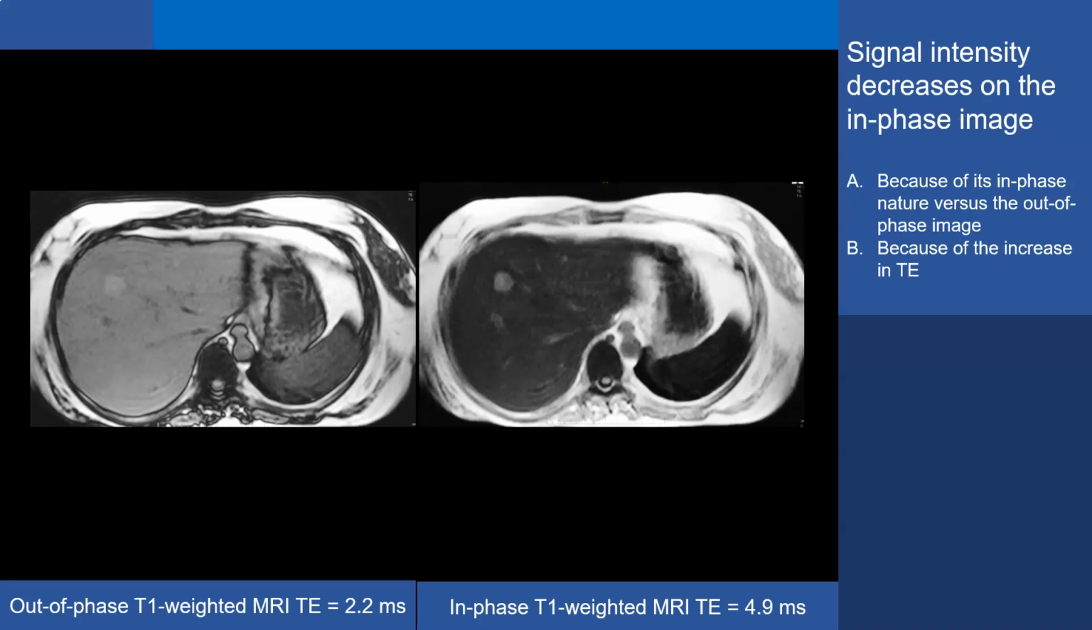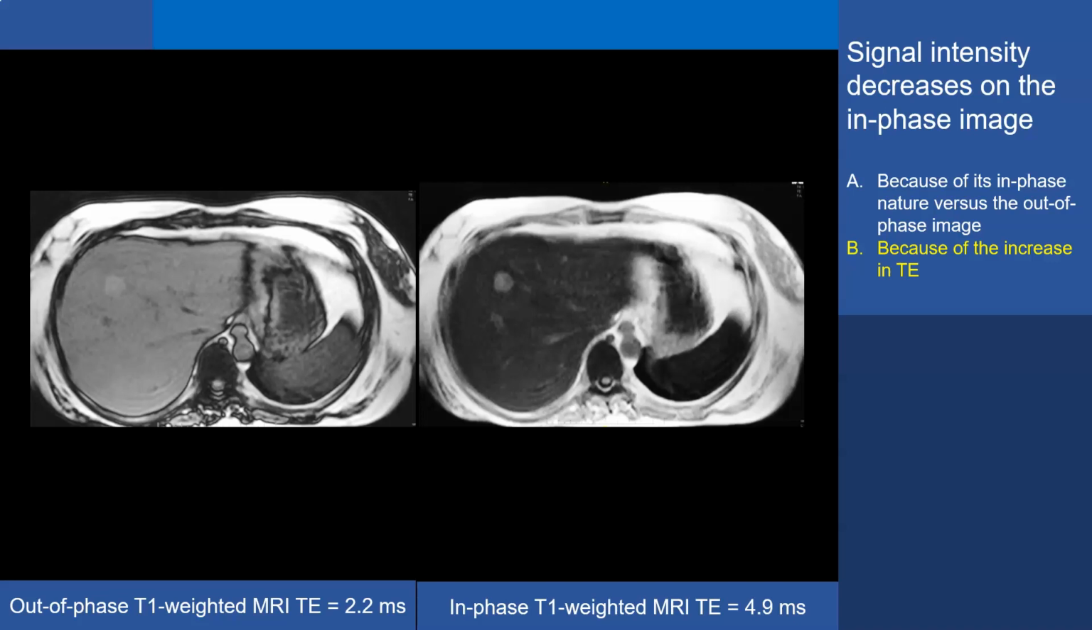One more question about the case. Signal intensity decreases on the in-phase image here. A, because of its in-phase nature versus the out-of-phase image. And B, because of the increase in TE. And the correct answer is because of the increase in TE.